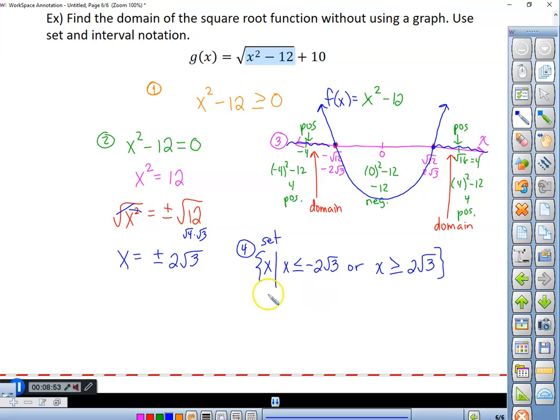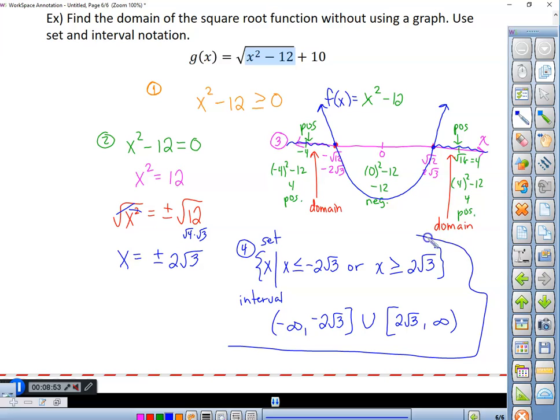Interval notation. So this would go from negative infinity to negative 2 root 3. So we have from negative infinity to negative 2 root 3 with a bracket at the negative 2 root 3 because it's included, in union with the second interval, which starts at 2 root 3 and goes to positive infinity. So we have a bracket with our positive 2 root 3 going all the way to positive infinity for our interval notation.